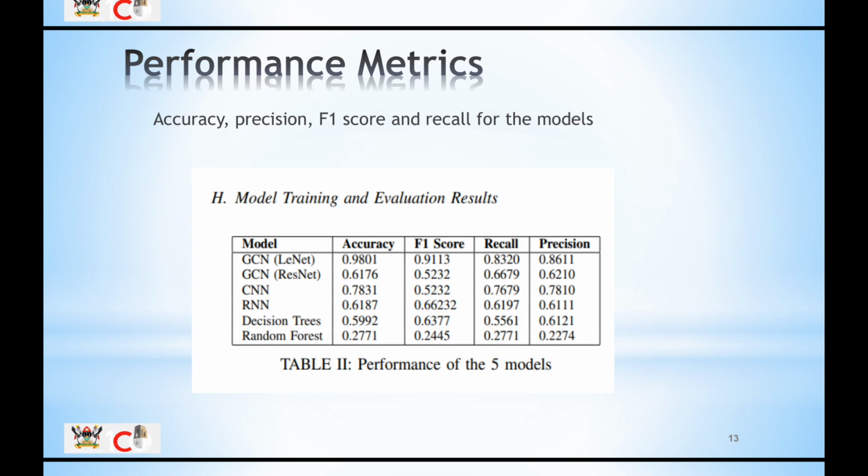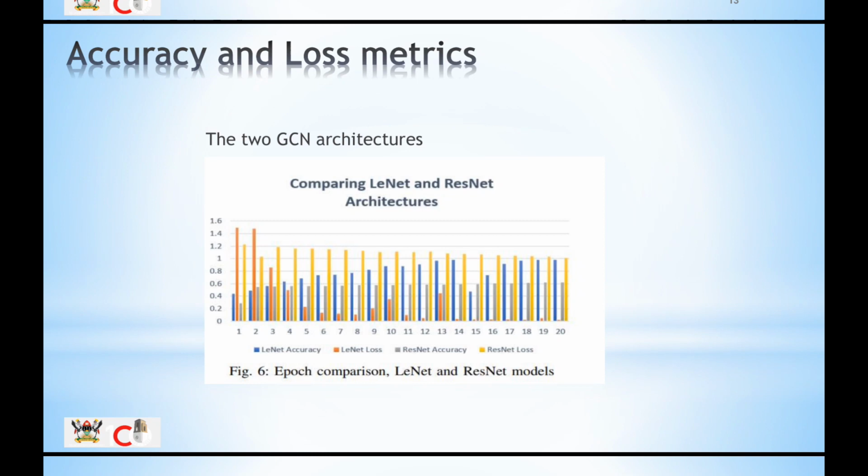61.7% accuracy. Then other models were the convolutional neural network and the recurrent neural network, then decision trees and random forest, which achieved 78%, 61%, 59%, and 27% respectively in terms of accuracy. And this graph compares the performance of our two best models, which are both graph convolutional networks, however, using different architectures, LeNet and ResNet, and still it can be seen that the LeNet architecture achieves less loss as it progresses and higher accuracy compared to the ResNet.